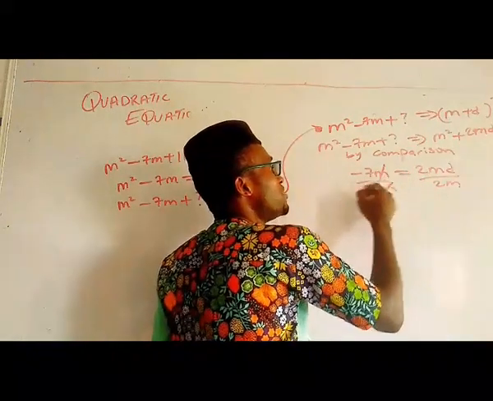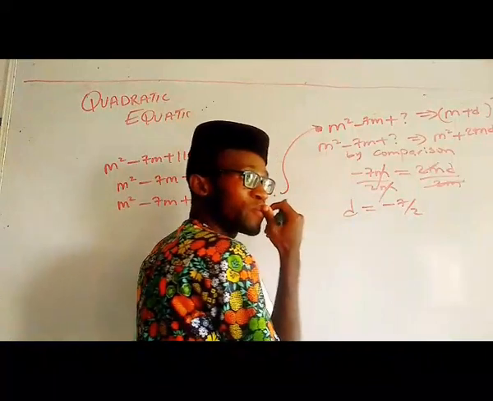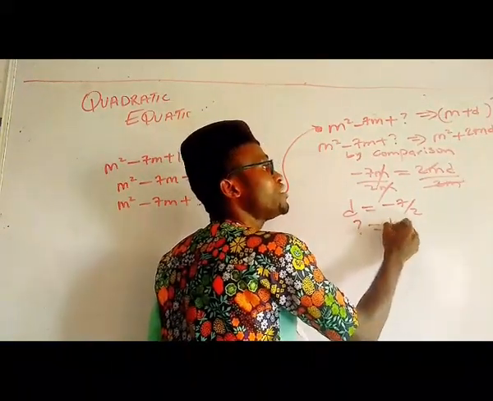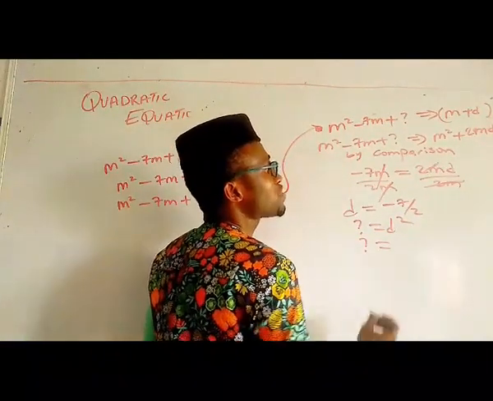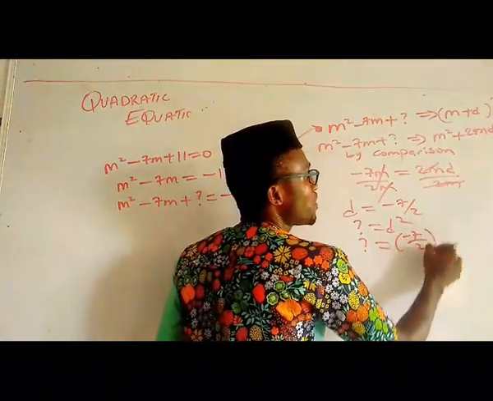Now, m cancels m, this cancels this. So this is going to give us minus 7 over 2. Now, what of d squared? What needs to be added is actually going to be minus 7 all over 2 squared.